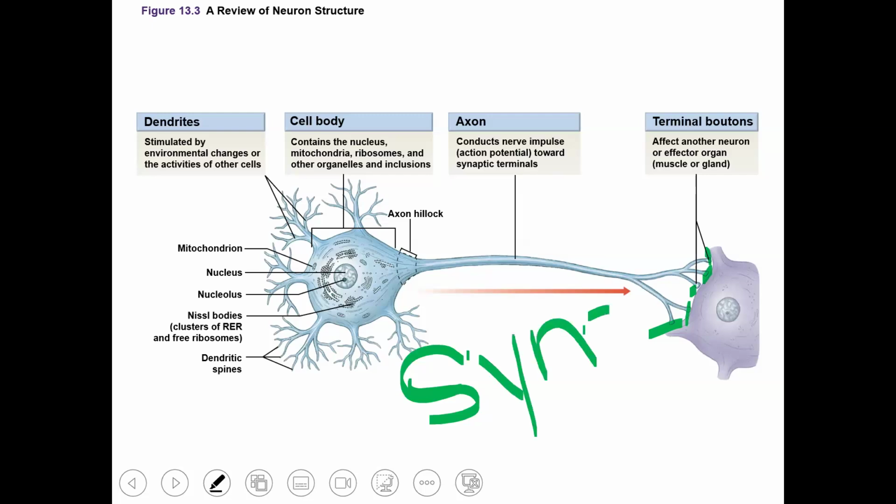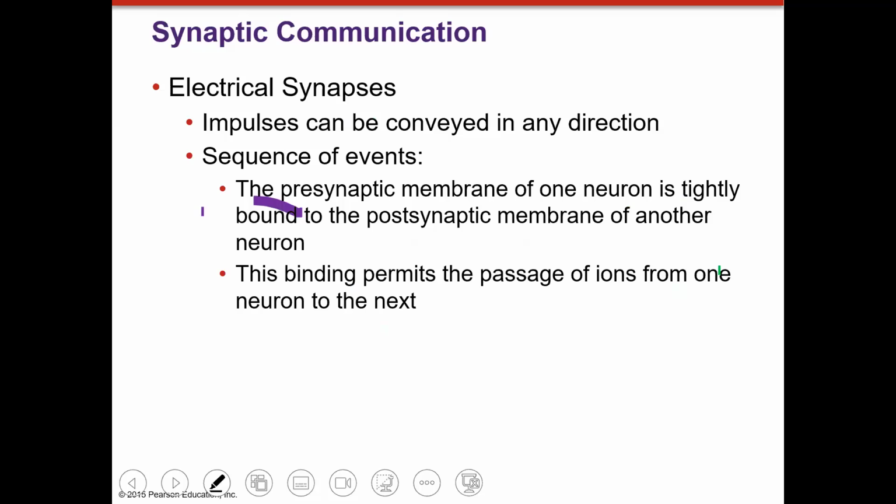Okay, that's the space. So what is happening there, right? Is what we look at here. So the presynaptic membrane is that first part, little axon terminals. The postsynaptic membrane, okay, is where it's going next. Okay.